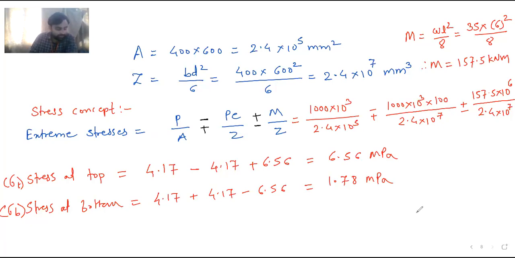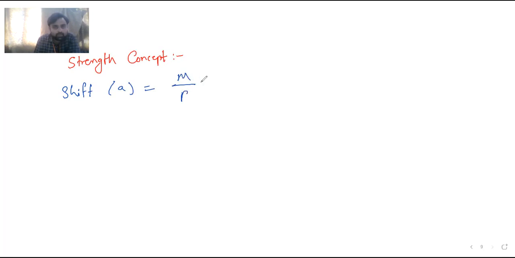Now the same we will achieve by using the strength concept. In the strength concept, you know that we need to calculate the shift first. Shift A is equal to M upon P. M is 157.5 into 10 raised to 6 divided by P, which is 1000 into 10 raised to 3.